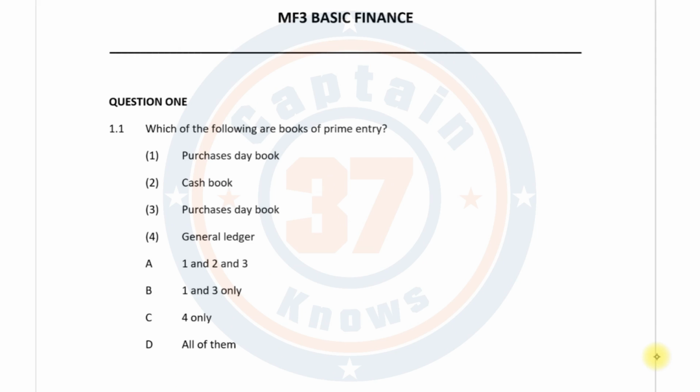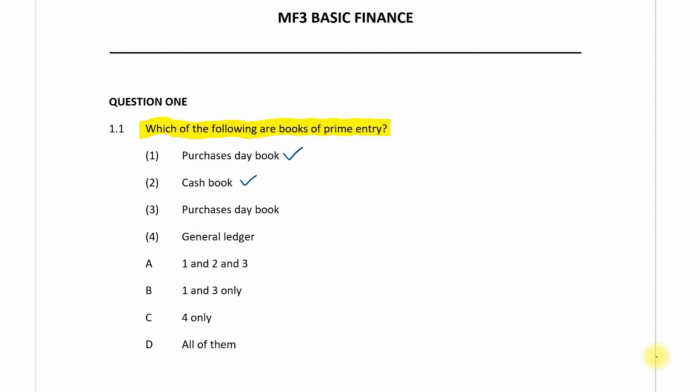Question 1 reads as follows. Which of the following are books of prime entry? And we've been given a number of them. There's the purchase book. The purchase day book is a book of original entry. Then there is also the cash book. The cash book, yes, is a book of original entry. Original entry or prime entry is the same thing. And then there's the purchases day book, yes, and the purchases day book is also a book of prime entry.